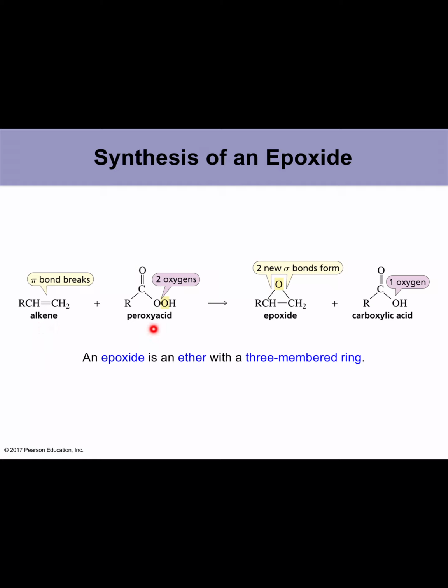Alkene in the presence of a peroxy acid: this oxygen inserts between the two carbons and forms an epoxide. The pi bond breaks, and two new sigma bonds form. What results from this reaction is a carboxylic acid, with one oxygen, whereas a peroxy acid has two oxygens. An epoxide is an ether with a three-membered ring.